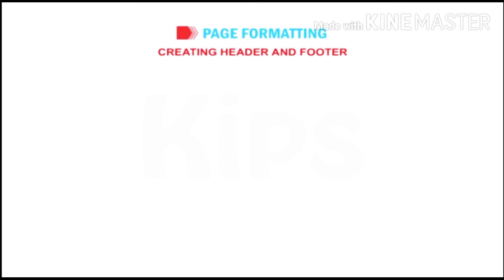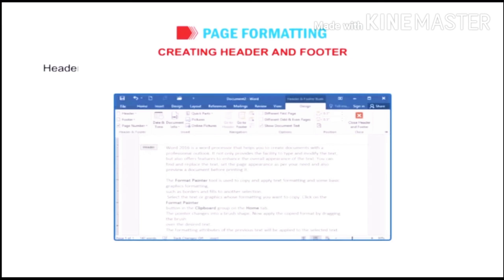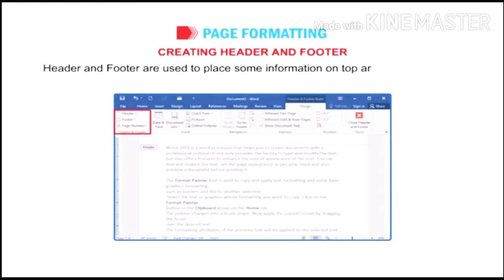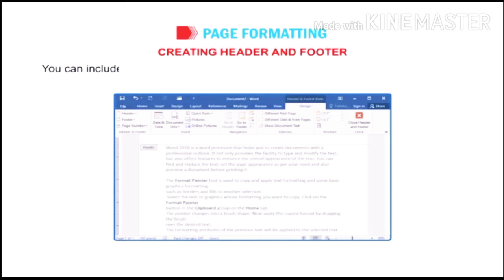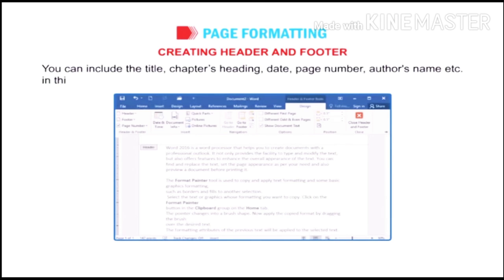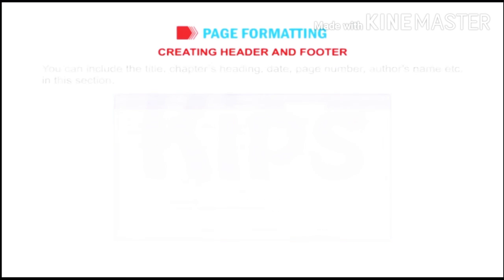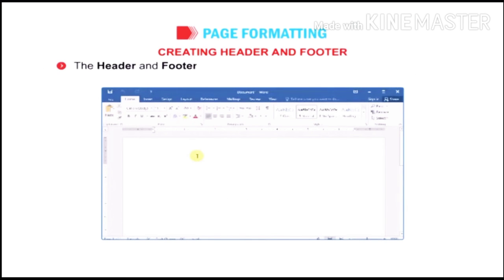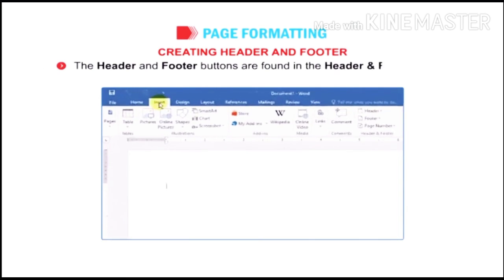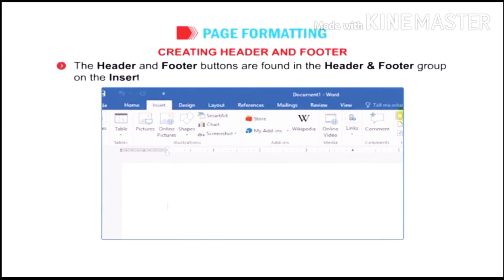Page formatting, creating header and footer. Let's know how to add header and footer. Header and footer are used to place some information on top and at the bottom of every page respectively. You can include the title, chapter's heading, date, page number, author's name, etc. in this section.